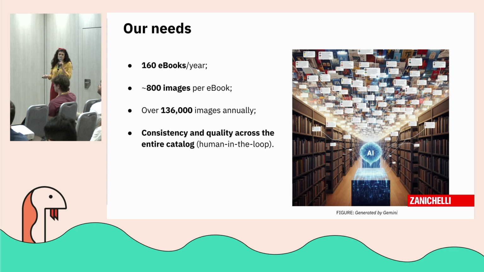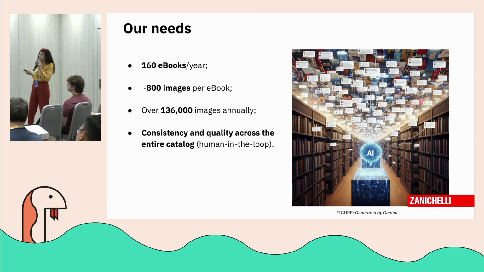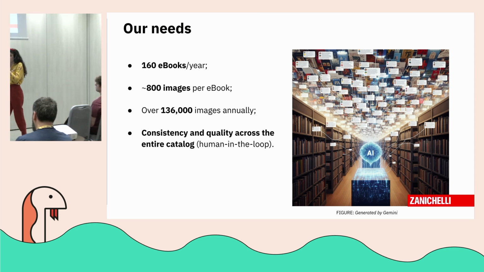And what about the catalog? Just guess a number. Since we wanted consistency and quality across the entire catalog, we developed an application which uses artificial intelligence to generate alternative text reviewed by our editorial teams, and for this reason, we can talk about a human-in-the-loop approach.